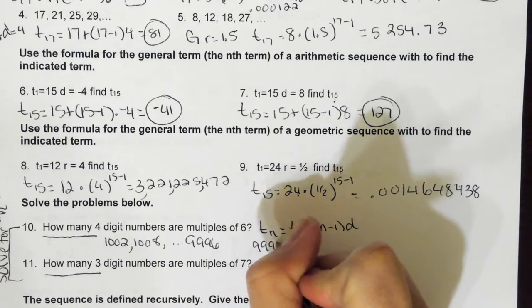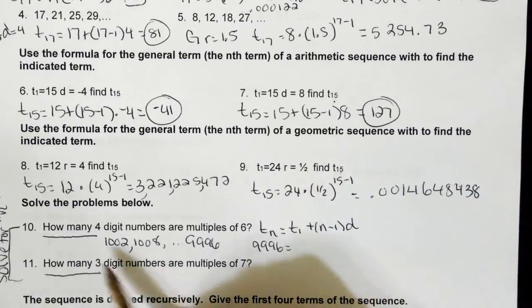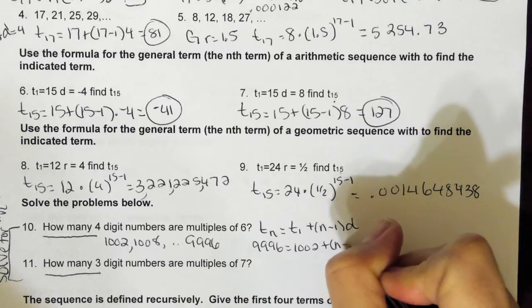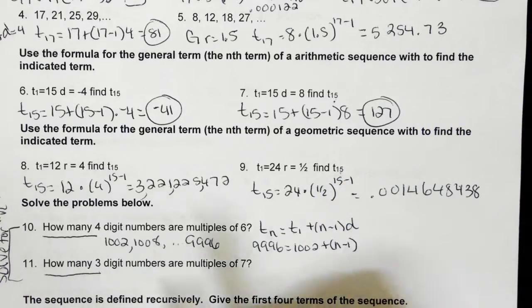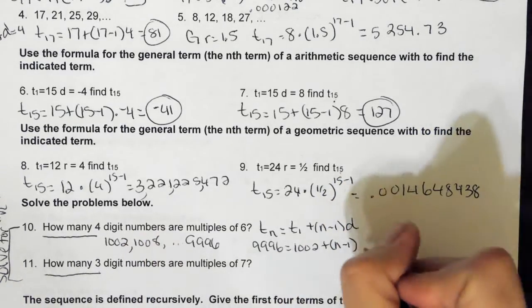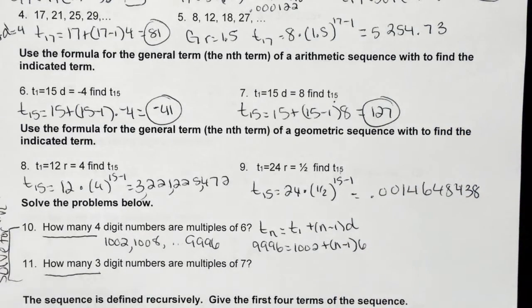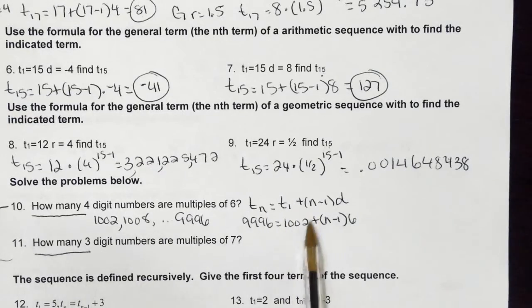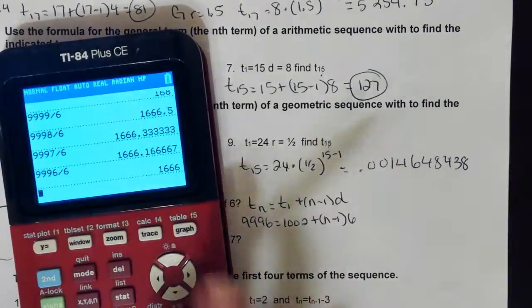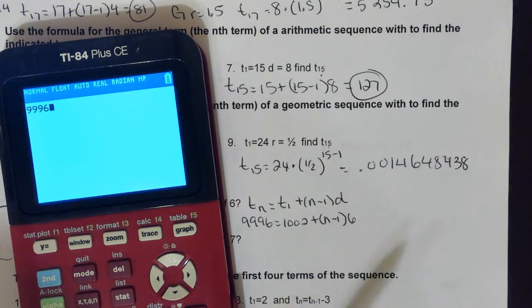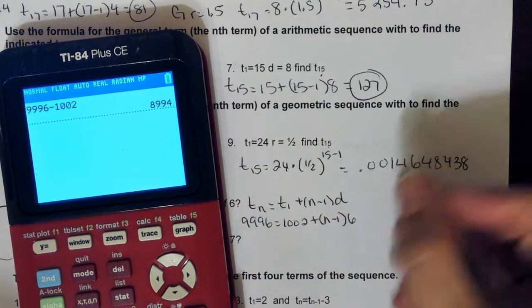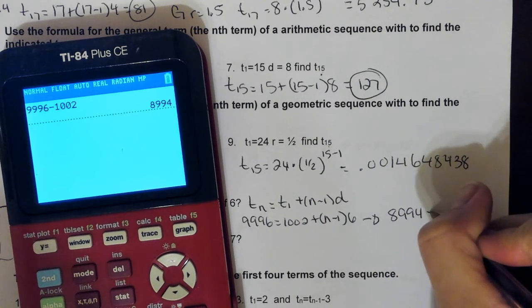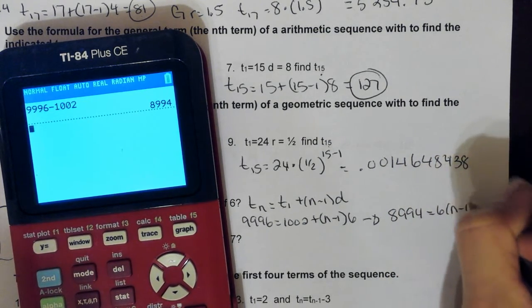So 9,996. T1 represents our first term, which was 1002. We're solving for n, and my common difference, what was I adding to get to the next term? It was 6. For here, it's an Algebra 1 problem, and you can do this several different ways. I like to go ahead and move the 1002 over, so I go 9,996 minus 1002, and I get 8,994 equals 6 times n minus 1.